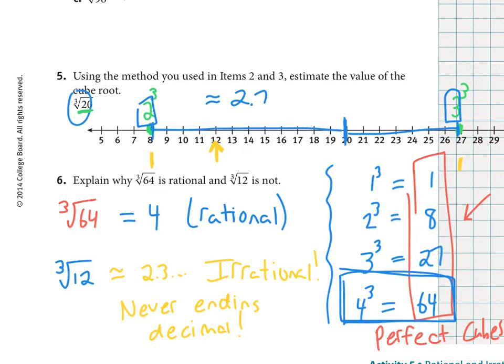Okay, so that's the difference. Some cube roots are rational numbers, many are not. Same thing with square roots. You have all your perfect squares that are rational numbers, but all the ones in between, all the ones that are decimals, are going to be irrational.